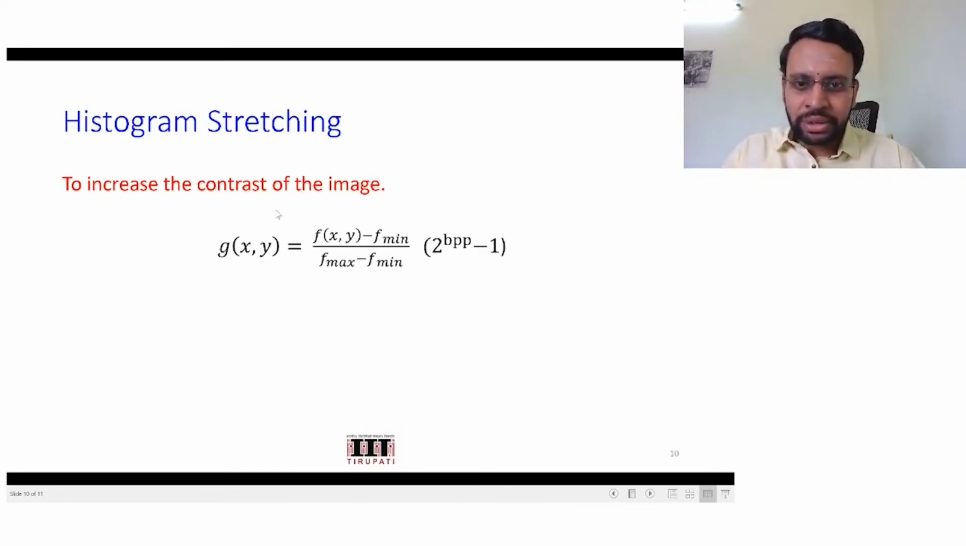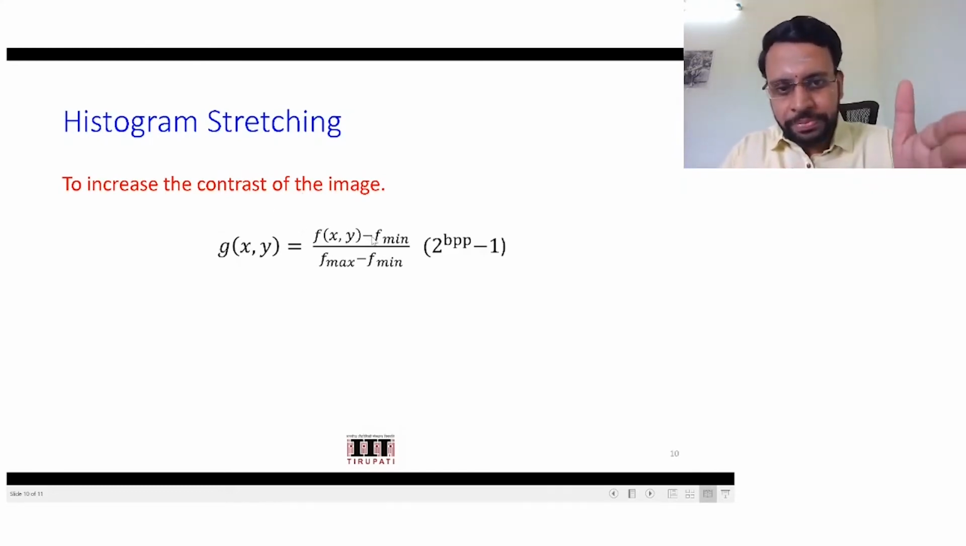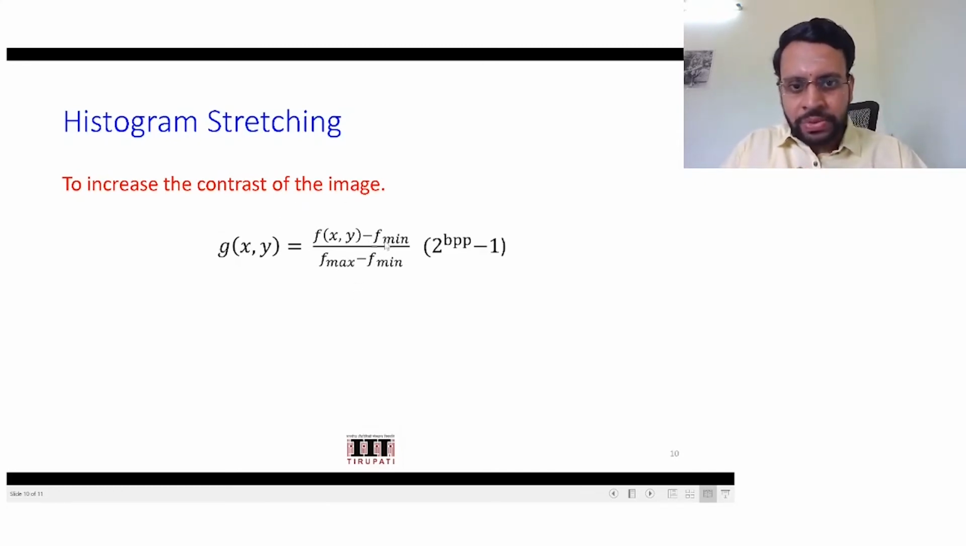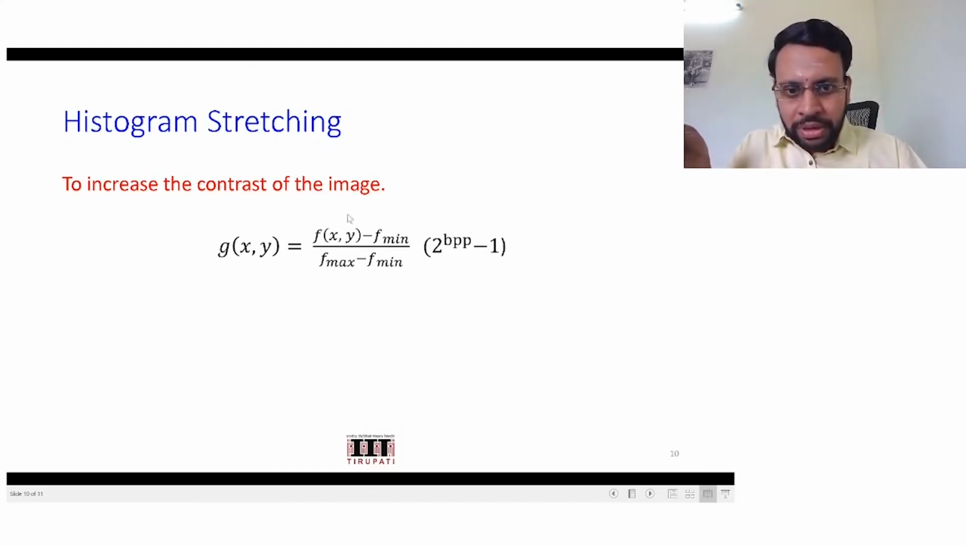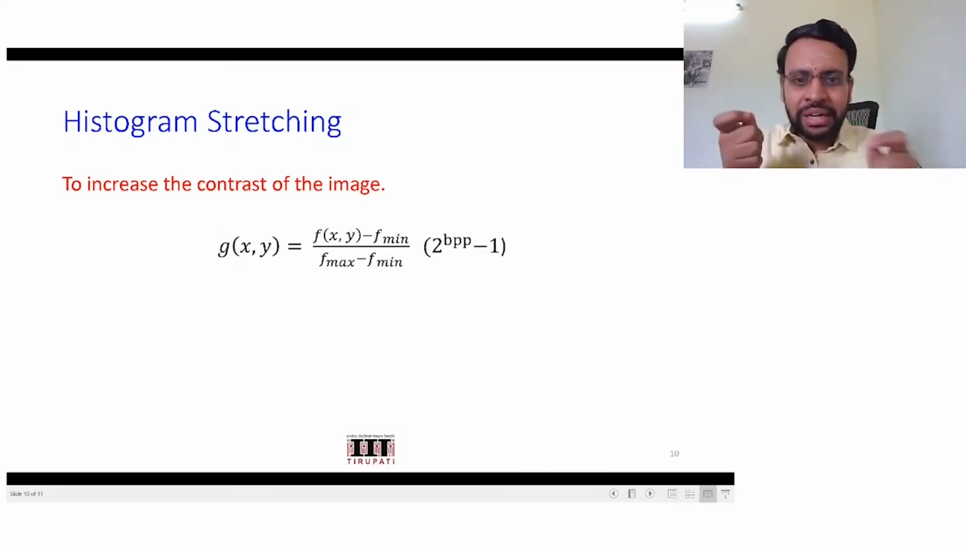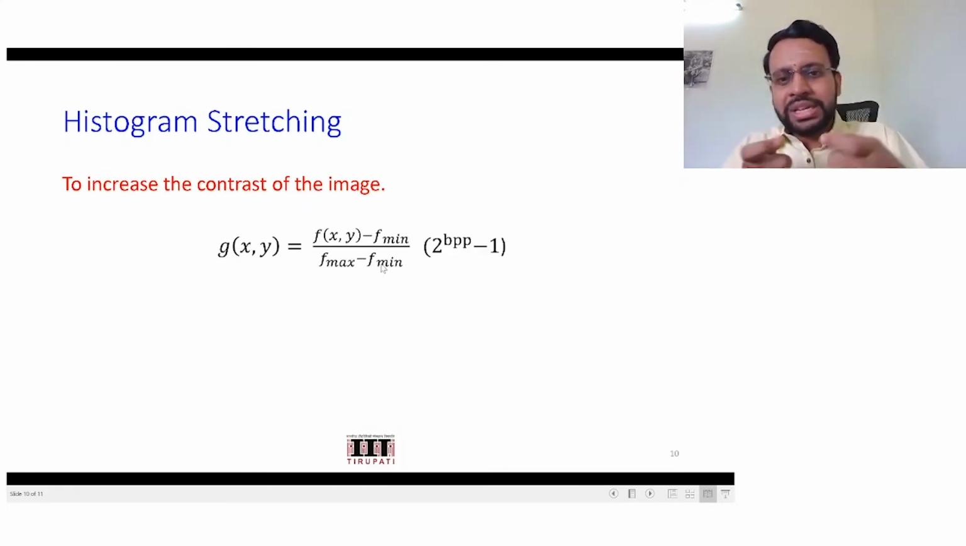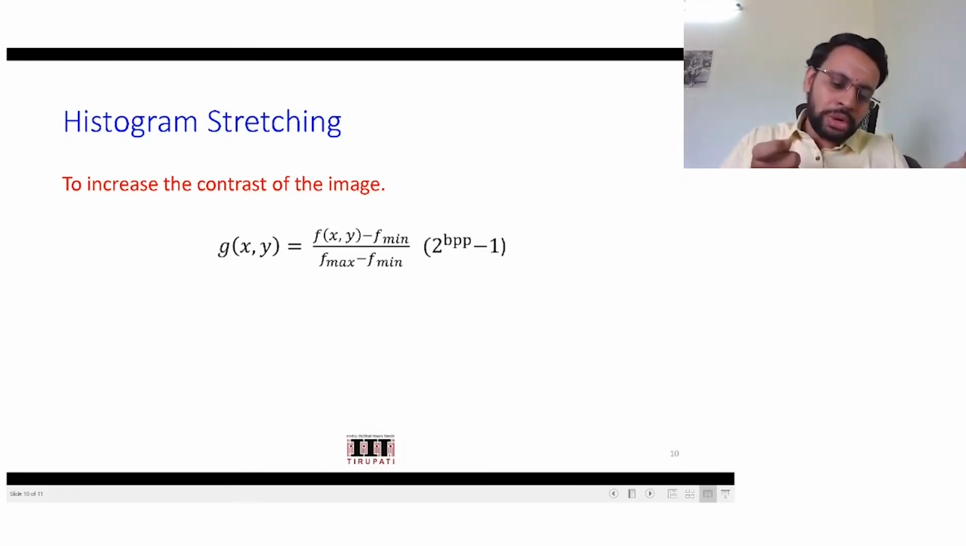This is quite an easy one to understand. In the specific example that we have considered, fmin is 50 and fmax is 100. Wherever f of xy is 50, that's going to map to 0. From every intensity you are subtracting fmin, so for example what was earlier 100 would now become 100 minus 50, which is 50, and again fmax minus fmin is 50. So this highest intensity is now getting mapped to 1.